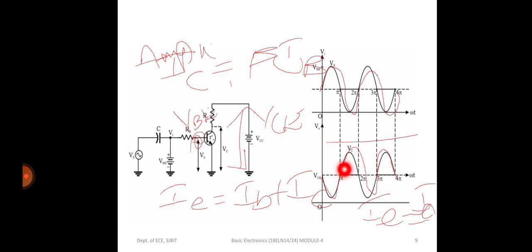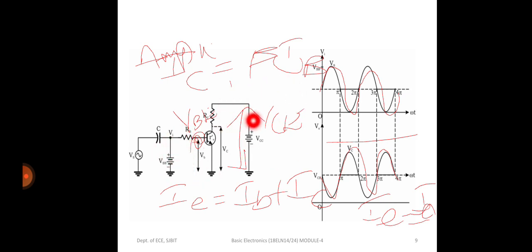Now let us study the AC equivalent circuit for this. For the AC equivalent circuit we are going to remove VBB and VCC, that is the DC voltages that we have here. VCC is my DC voltage and VBB is also my DC voltage. So for the AC equivalent circuit, we remove VBB and VCC.